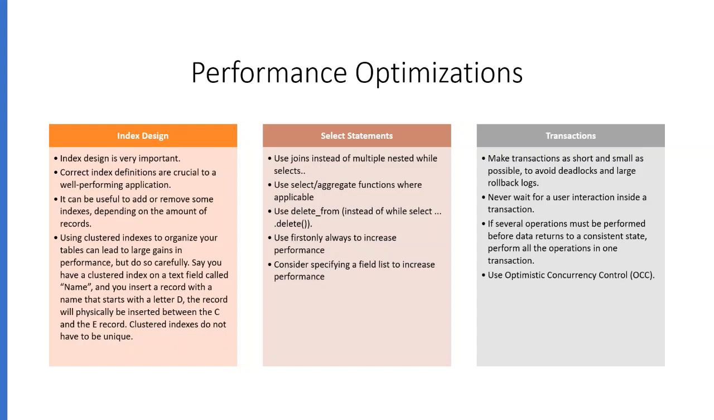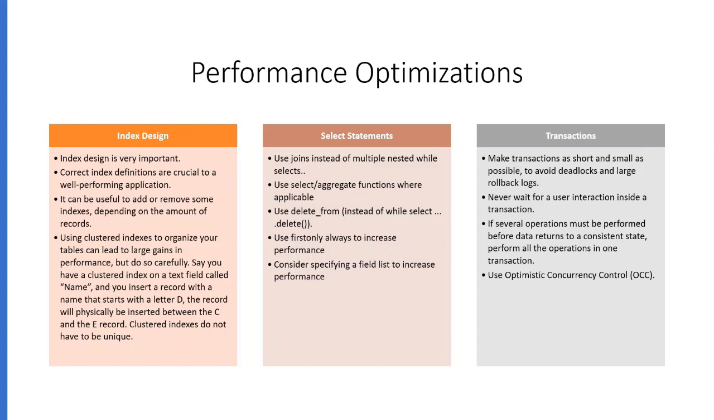Select statements. In the select statement, always use joins instead of multiple nested statements or while loops. Use select aggregate functions wherever applicable. Use delete_from instead of while select or delete, directly delete. Use firstonly always to increase the performance. You can also use update_recordset and doUpdate depending on the situation. Consider specifying a field list in order to increase the performance. For example, if you know there are 10 rows which you are going to change, you can write a command saying insert_recordset or update_recordset, and just put everything in a field list so that you don't have to write this equals this.